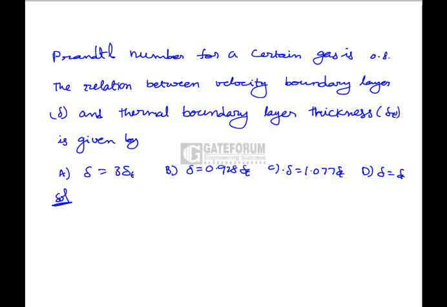Here the relation between the thermal boundary layer thickness and the velocity boundary layer thickness is given by delta by delta T is equal to Prandtl number power of 1 by 3. Here we know the Prandtl number of the gas, that is 0.8. So from this relation we get delta is equal to 0.928 delta T. So the right answer is 0.928 delta T, and in the options the correct option is B. B is the right answer.